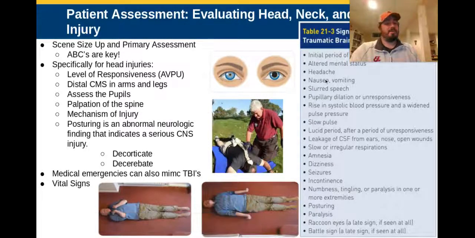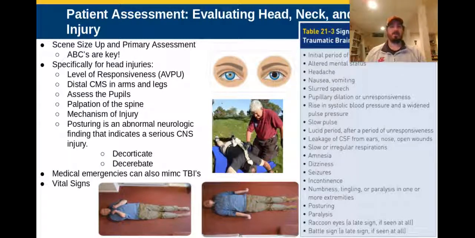Well, guess what? A lot of these things, rise in blood pressure, not only could they be signs of a traumatic brain injury, but they can also mimic a lot of medical emergencies, right? Like someone who is hypoglycemic, has low blood sugar, might have altered mental status, might be nauseous. Did they just not eat anything and they're diabetic, or did they hit their head? How do we know? Because those are two very different things we're going to treat.